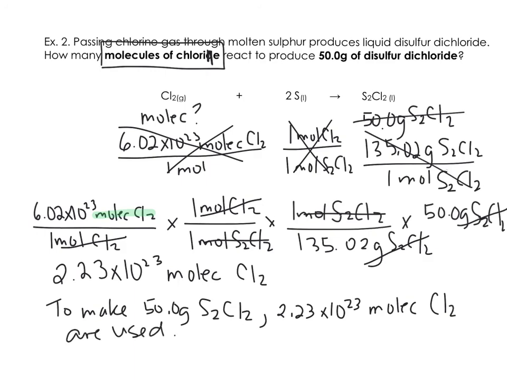Now, we don't often ask for molecules because it's not something that's easily measured. What's easily measured is grams. So 95% of the time, they will be asking what mass of chlorine is needed to react to produce 50 grams of disulfur dichloride. So this is dimensional analysis. The more you do it, the quicker you will get, the shorter the time it will take you, and the less paper you're going to end up using to do your math.